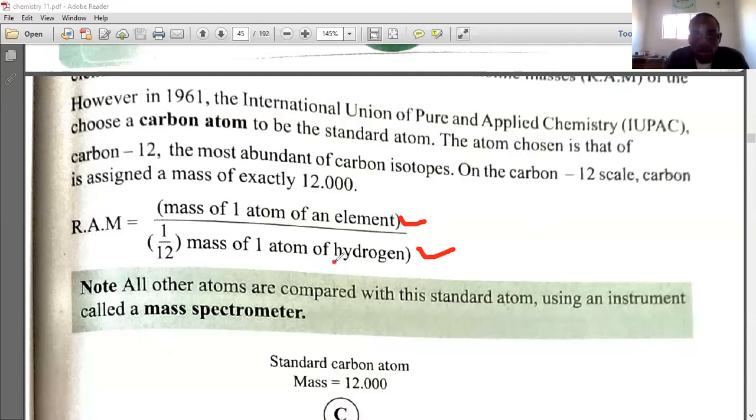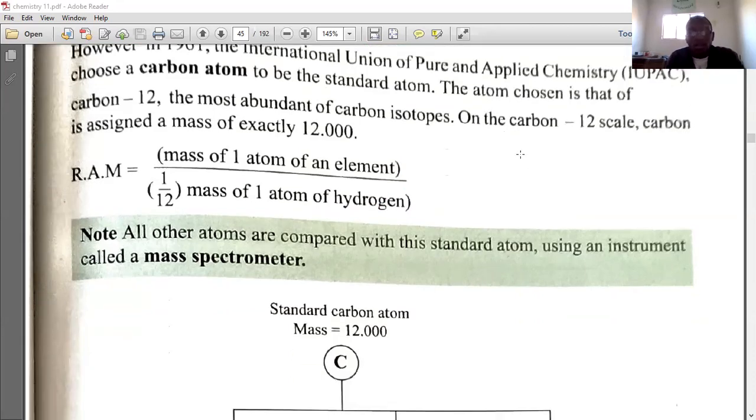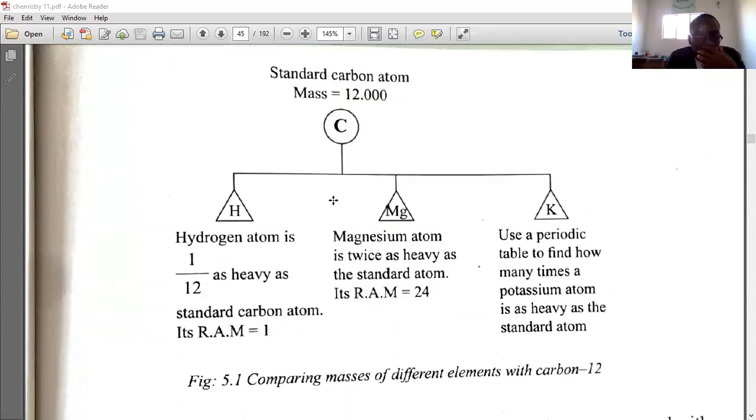Here in this book, this is supposed to be 1 over 12 the mass of carbon, like it is mentioned in this statement. So 1 over 12 the mass of carbon, not hydrogen. Carbon at the moment stands as a reference point, so everything is compared to carbon. When you check hydrogen, the mass is 1. Therefore, it's 1 over the mass of carbon, which is 12, as heavier as that standard of 12.